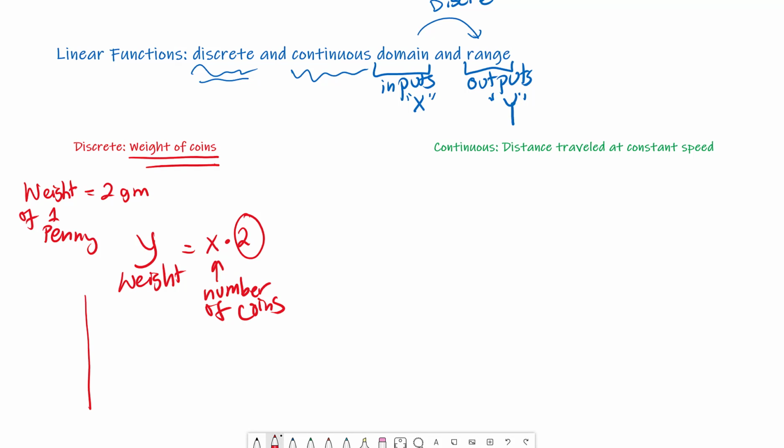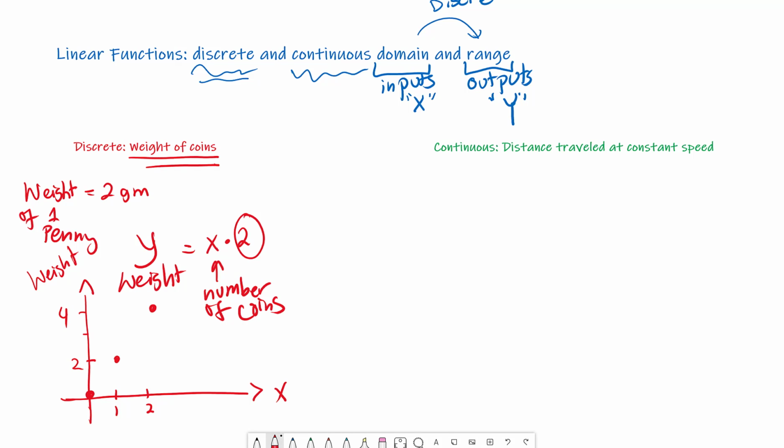So if we want to draw this as a function, as the weight as a function of the number of coins, x. So if we have 0 coins, we'll have just 0 grams, right? If we have 1 coin, that'll be 2 grams right here. If we have 2 coins, we'll get 4 grams, and so on.